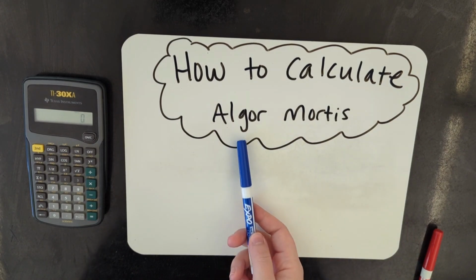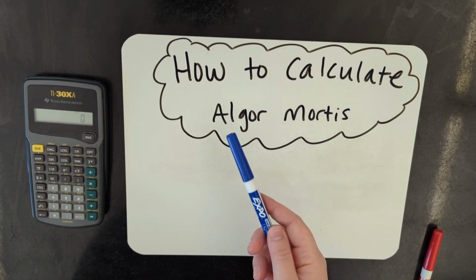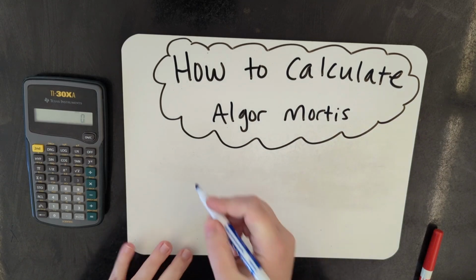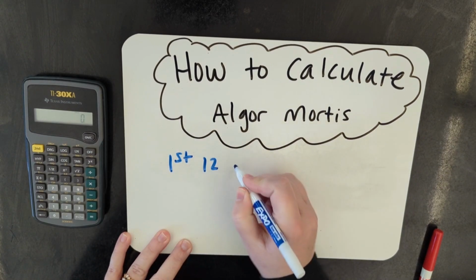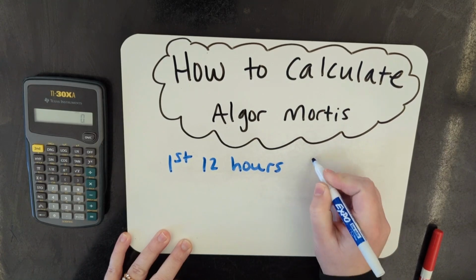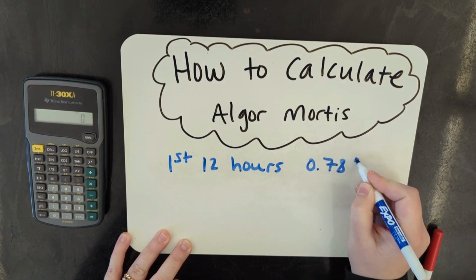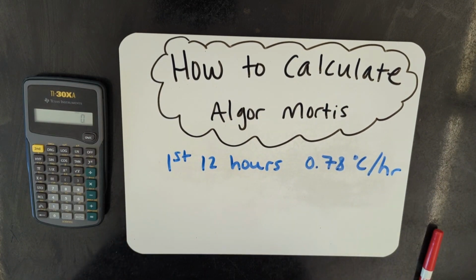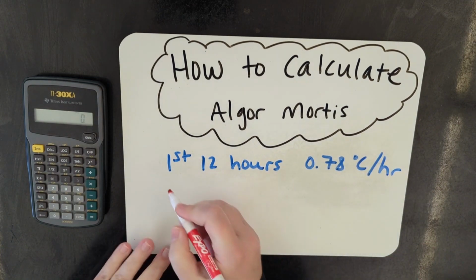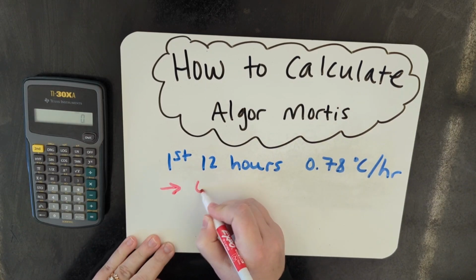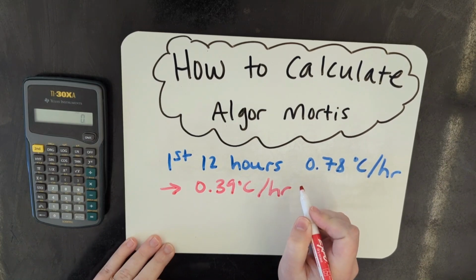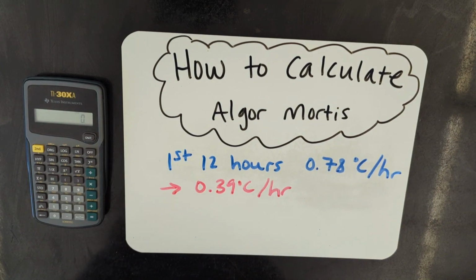So for those who don't know, Algor Mortis is the process of our body cooling after death, and it happens in a very specific way. In the first 12 hours, our body cools at about 0.78 degrees Celsius per hour. But then after the first 12 hours, from there forward, the body only cools at 0.39 degrees Celsius per hour. It starts to even out and slow down.